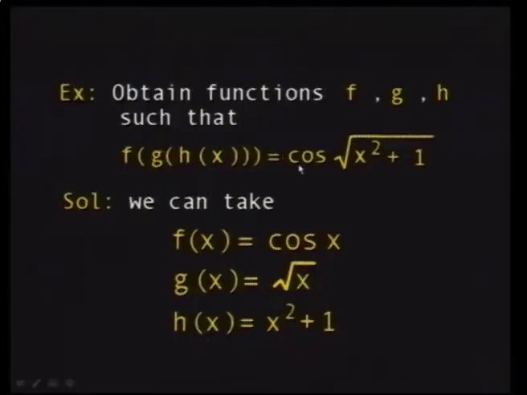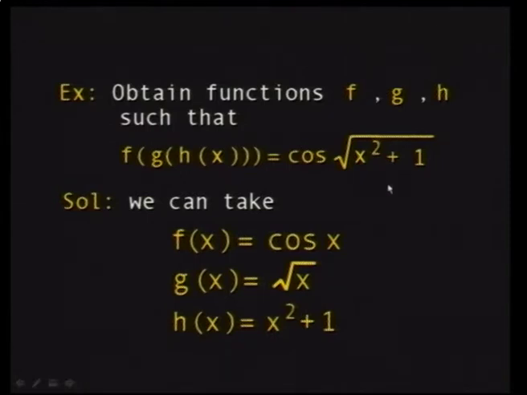Here it asks you what is here. It gives you the composition directly and asks you what are the functions that constitute this composition. Of course, here there are many alternatives. You can, for example, take f of x is equal to cosine x, and then g of x equal to square root of x, and h of x equal to x squared plus 1. And here, what you get is the composition f circular g circular h.